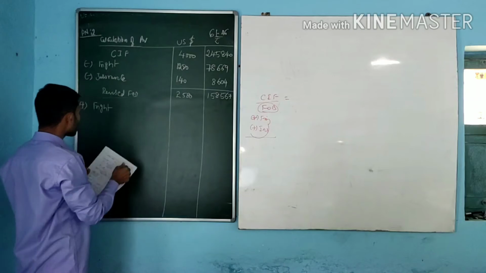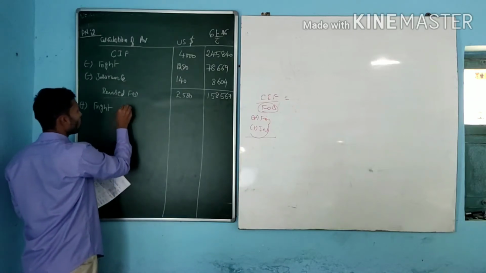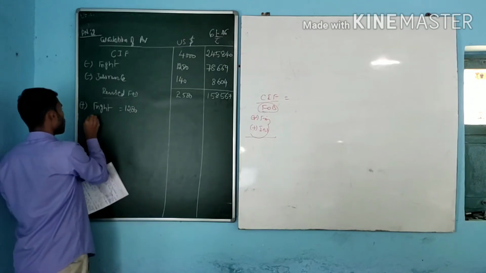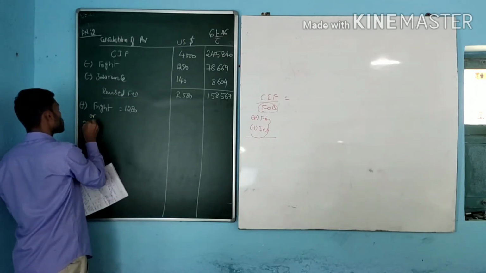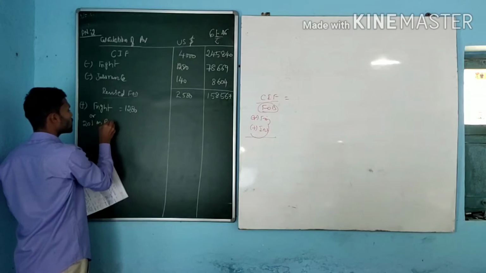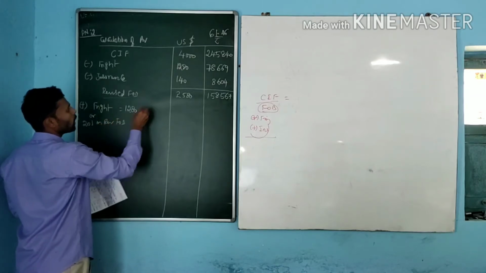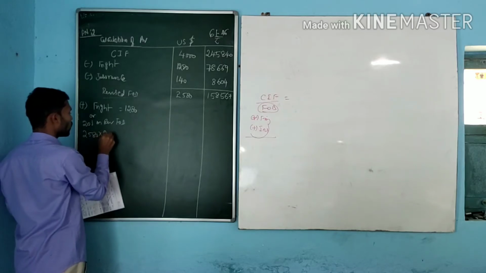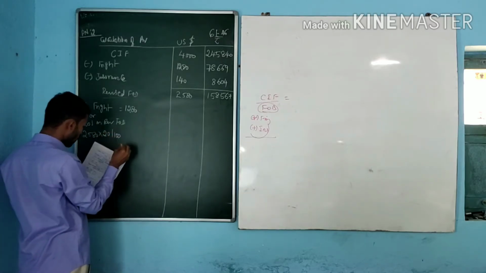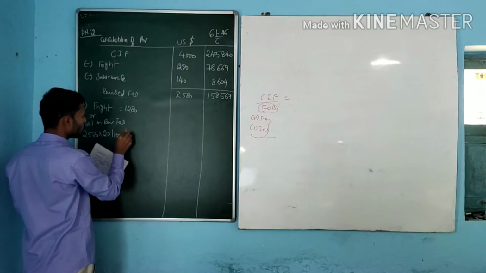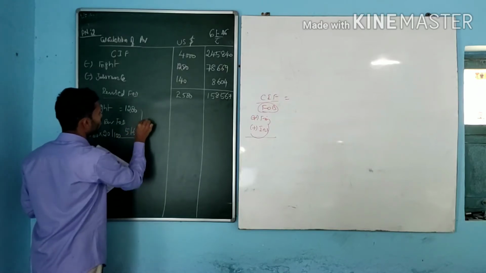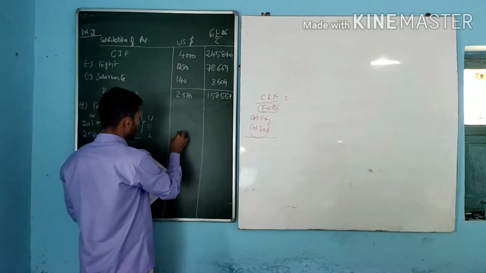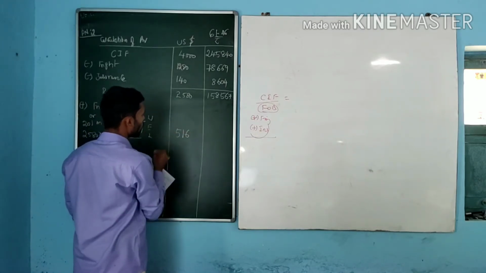So what is the amount? Actual amount is 1,280 given in the problem, or 20% on revised FOB. Revised FOB 2,580 into 20 divided by 100, that is the amount 516. Whichever is less, that will be taken for the calculation. That is 516 freight amount.